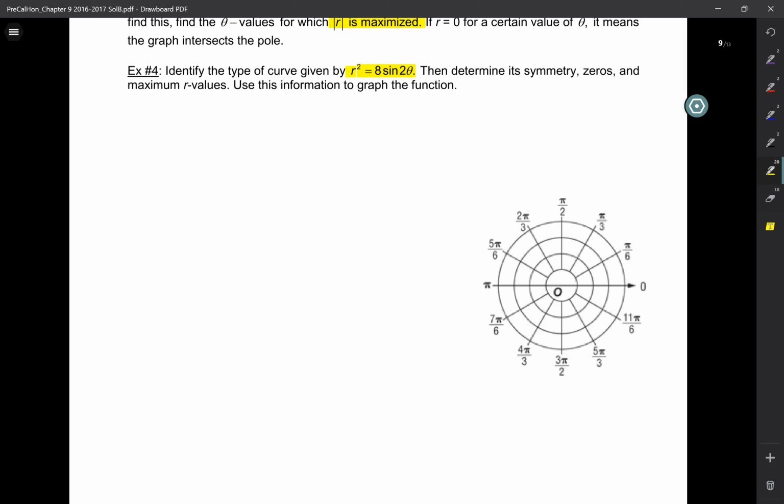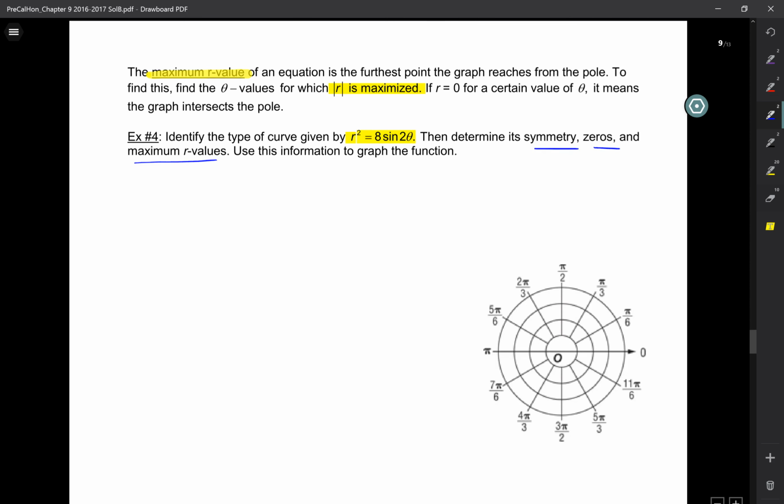Okay, so what we need to find is the symmetry, the zeros, and the maximum R values. So let's talk about symmetry. If you think about this equation, how do we test for symmetry? We're either going to be able to switch theta to negative theta, R to negative R, or both. So in this case, if I make theta negative theta, do I get the same equation back? No. Why not? Because it's a sine, right? If theta was negative theta, I would get 8 sine negative 2 theta, and that's not my original equation.